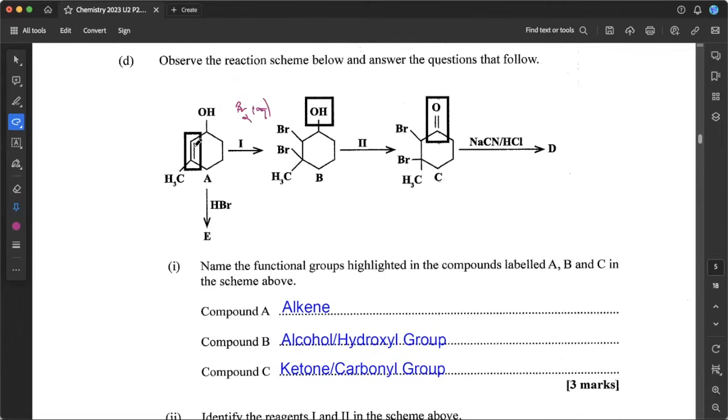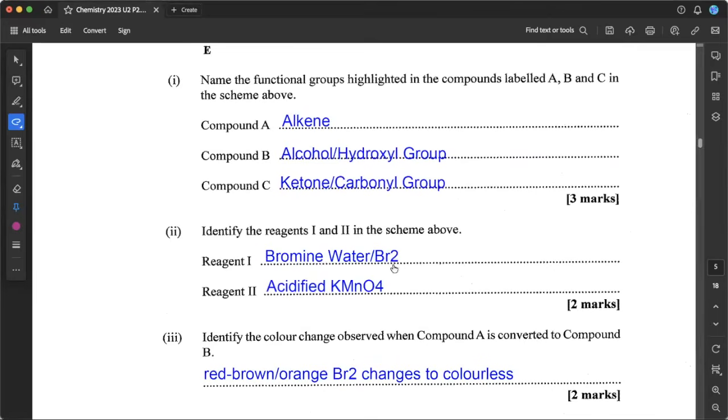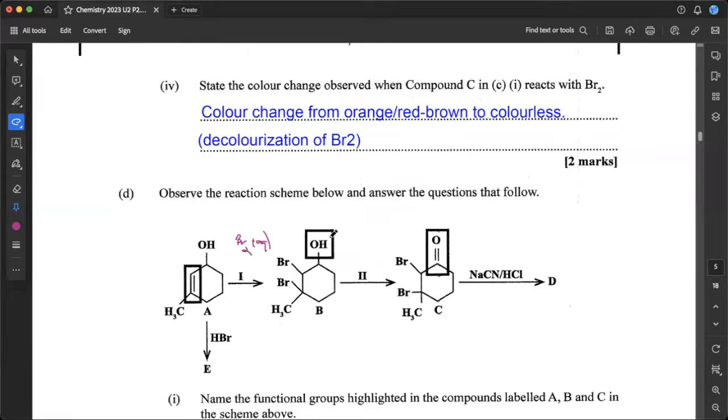Because the only thing that changed was that we added these bromines across where that double bond was, right? So we need Br2, bromine water or Br2 aqueous, for this. And then reagent 2: now we're going from this bromine is here, and the functional group that's reacting is the OH group, the alcohol group.